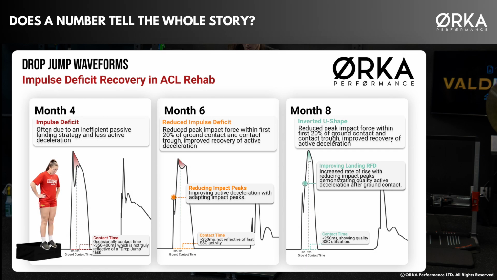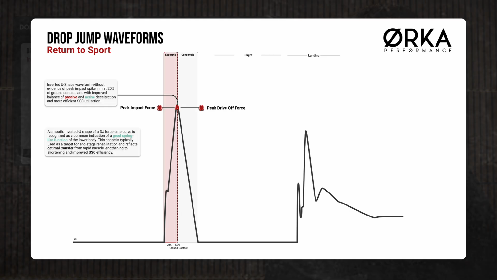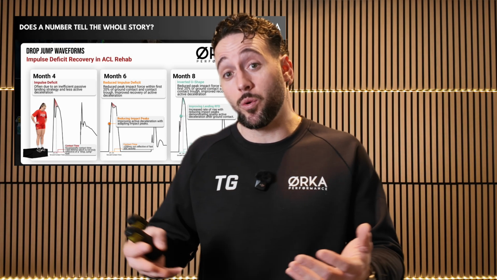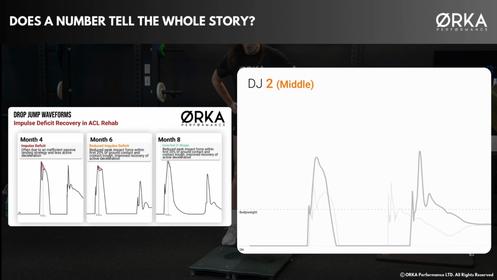And we see ground contact time at the bottom between those two vertical poles starts to shorten, right? So reflective of improvements and faster stretch shortening cycle activity. And at month 8, it really starts to resemble this inverted U shape, where we see this increased rate of rise with reduced impact peaks, quality deceleration after ground contact, and our ground contact times get under 250 milliseconds and approach 200 milliseconds if they're really showing quality stretch shortening cycle utilization. So here's a little bit of an overview where we have the exact same task, different efforts, different time points, vastly different shapes.